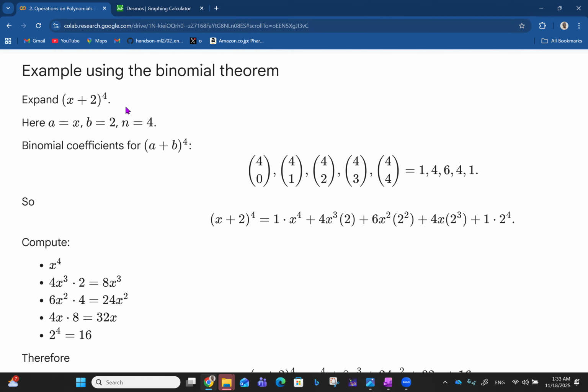So, an example using the binomial theorem now. You have x plus 4 raised to power 2. Now the reason why I'm not wasting time with this is because I have a playlist on binomial series which you may want to refer to. Maybe I should even navigate to it to show you that particular one.